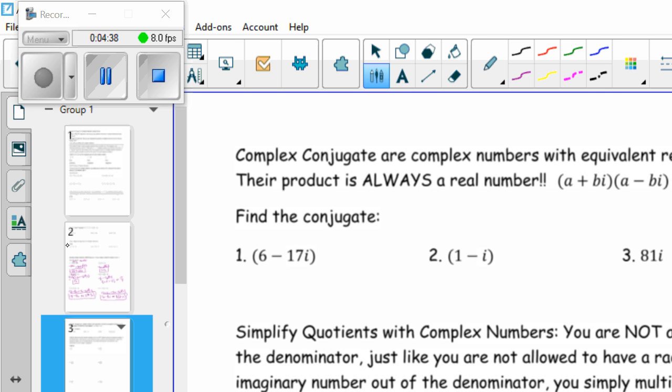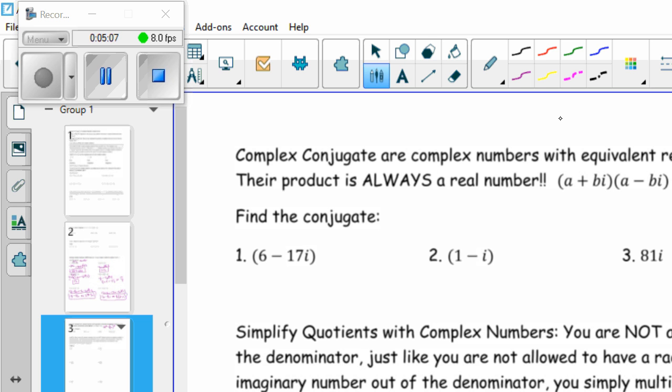We have what's called the complex conjugate, okay? Complex conjugates are complex numbers with equivalent real parts and opposite imaginary parts. The product is always a real number, so it's going to look like a plus bi times a minus bi. And again, we saw this on the previous page where we had the two that we were multiplying together. And I just told you that shortcut. So the shortcut says a squared minus bi quantity squared.